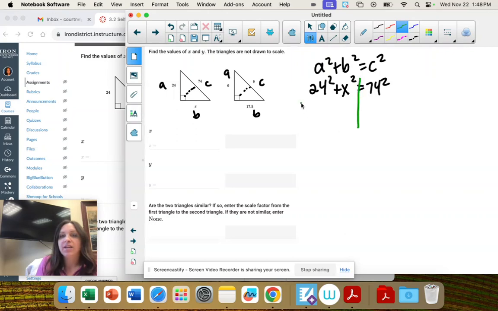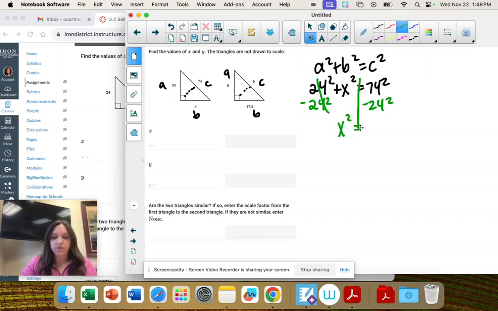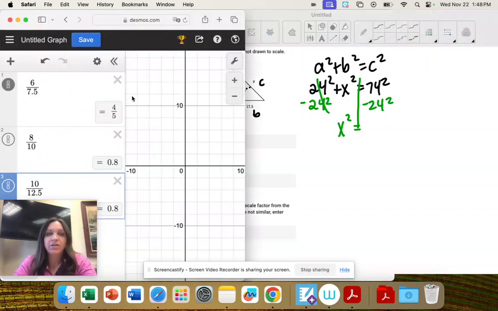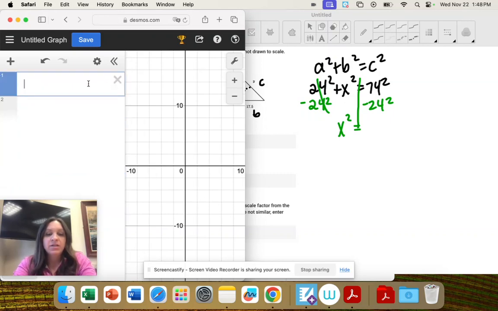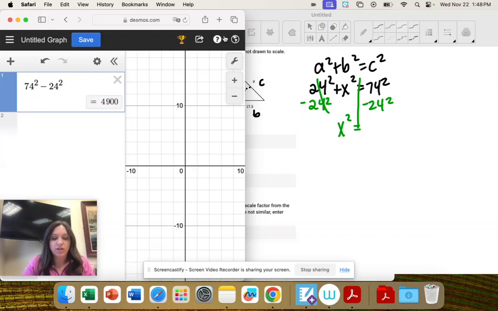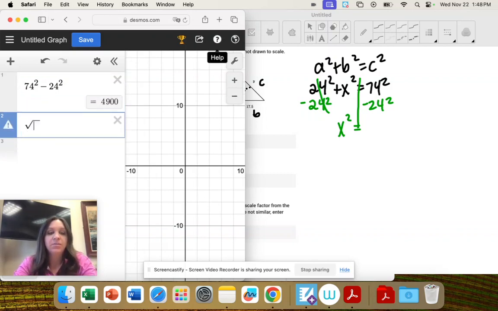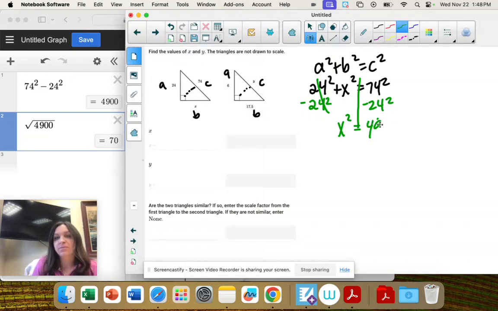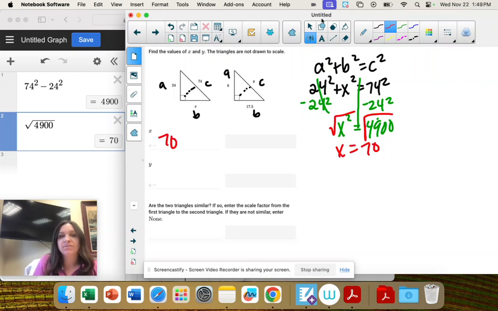To solve for x, I need to subtract 24 squared over here. So I get x squared equals, and I'm going to use my calculator here, 74 squared minus 24 squared, which is 4,900. And then my next step is to take the square root, which is 70, because I need to get rid of the squared here. So x equals 70.